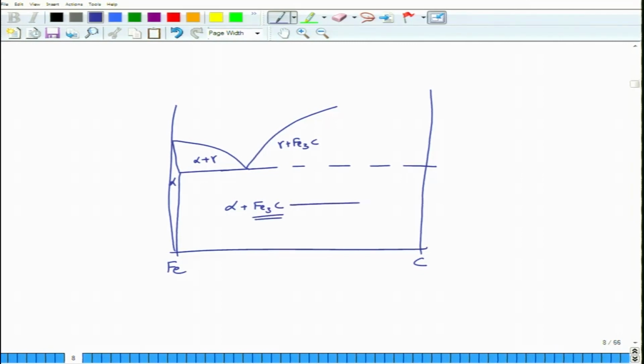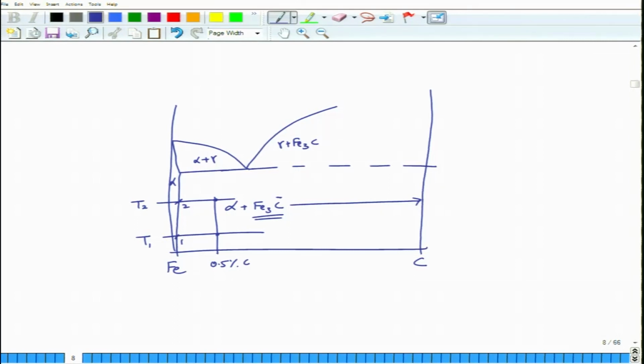Fe3C cementite, whose composition is given by this line, is a fixed composition. As you change the temperature, say I am at 0.5% carbon steel at temperature T1 and at temperature T2, I have alpha and Fe3C in both cases, but here alpha has a different composition, which is this, and here alpha has a different composition, which is this. So this is number 1, this is number 2.